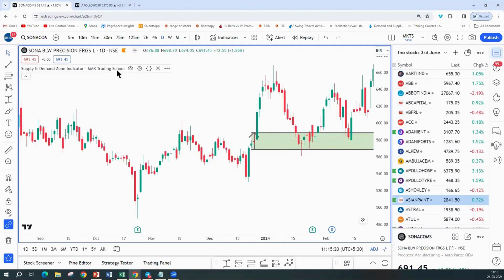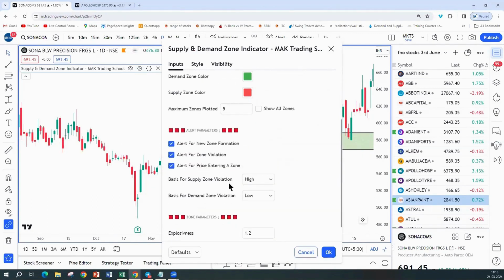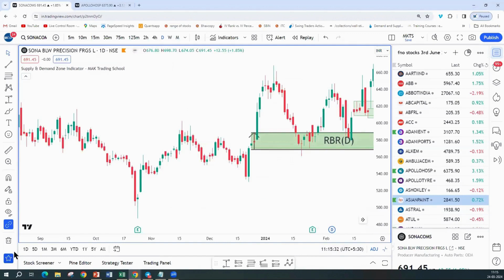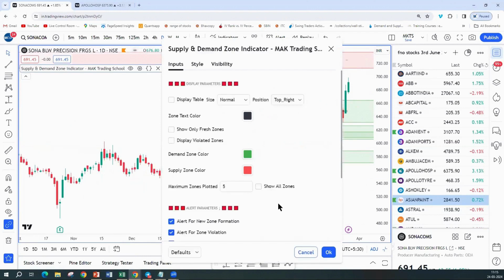In the indicator, now let me keep the basis for violation as closing basis. So now you see the zone is plotted because I have kept it on a closing basis. So actually this trade was a trade which we participated in, and it gave us our target. The technical target was the prior top. This was a nice trade there. So that's how you can customize the indicator settings.